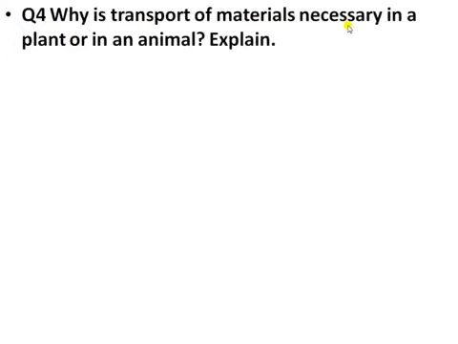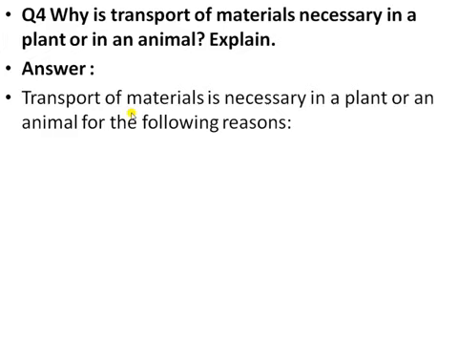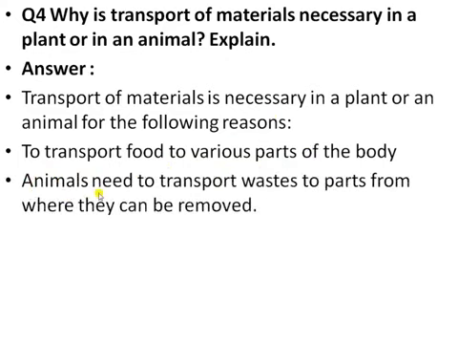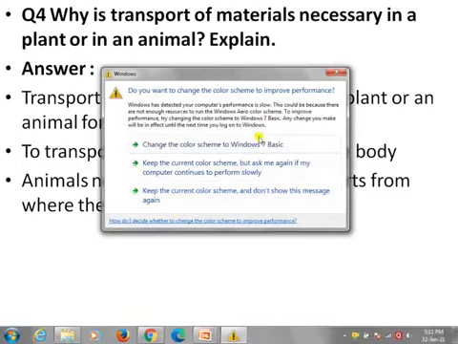Moving on to the next question: why is transport of materials necessary in a plant or in an animal? So you have to explain it. The answer of this question is: the transport of material is necessary in a plant or an animal for the following reasons. The first reason is to transport the food to various parts of the body. And second, animals need to transport the waste material to parts from where it can be removed.